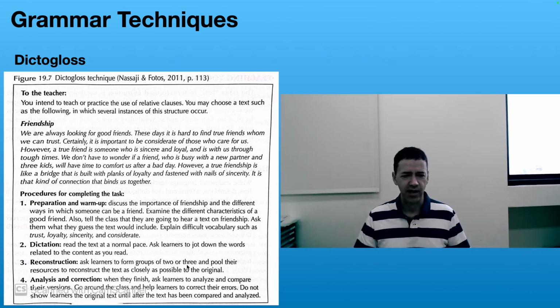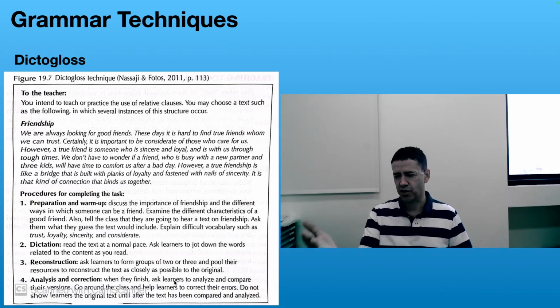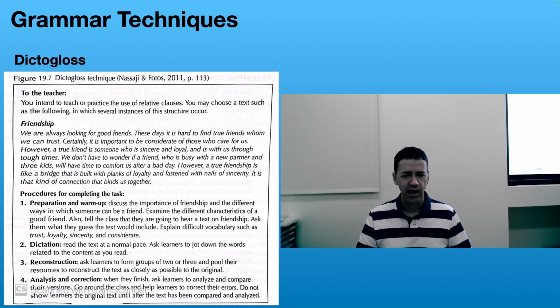Okay. And then afterwards, you have them look at the original text, you look at their text, and then they've got to compare and correct their errors. And then later on, you can have them focus on the form.